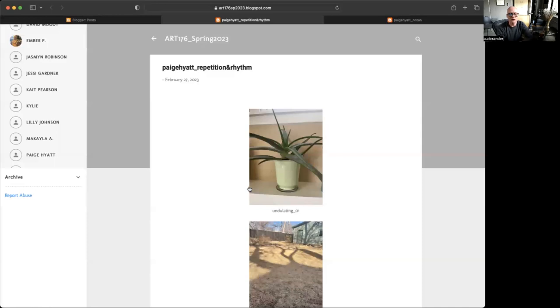Hi, Paige. We're going to take a look at your repetition and the rhythm, as well as the negative space and in-between spaces postings that you've done, basically the Notan. So here we are, shared screen.